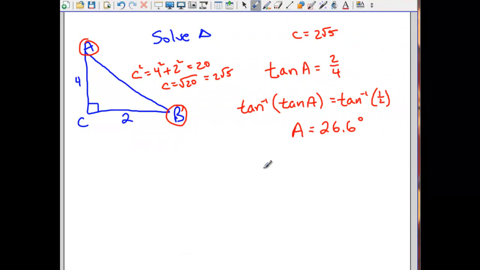Now we can find angle B. We could use another inverse trig function, but we know these two angles add to 90, so angle B is going to be 90 degrees minus 26.6 degrees, which is 63.4 degrees for angle B. So now we have found B, A, and C for our problem.